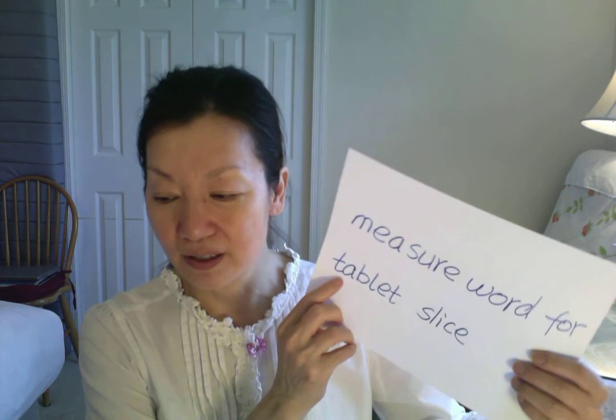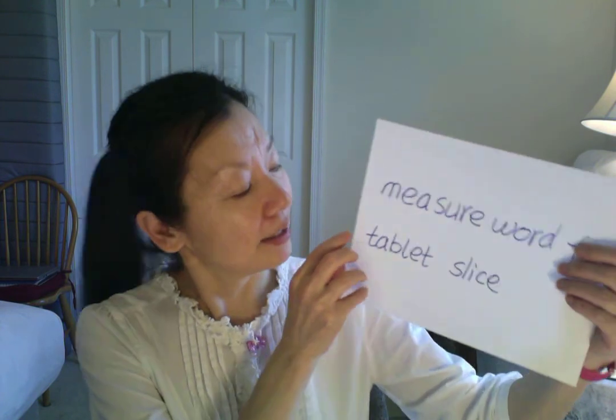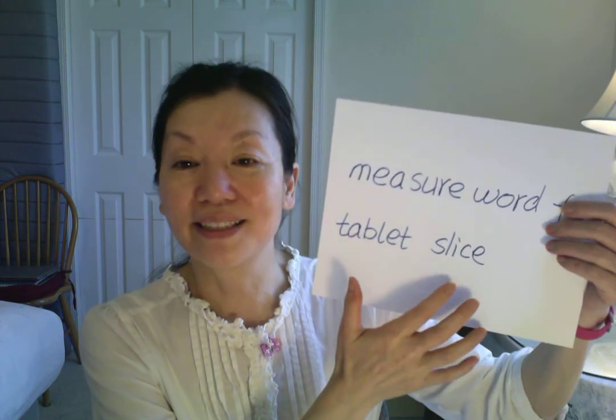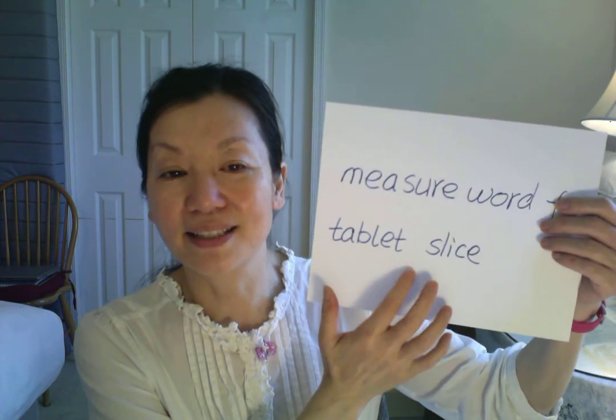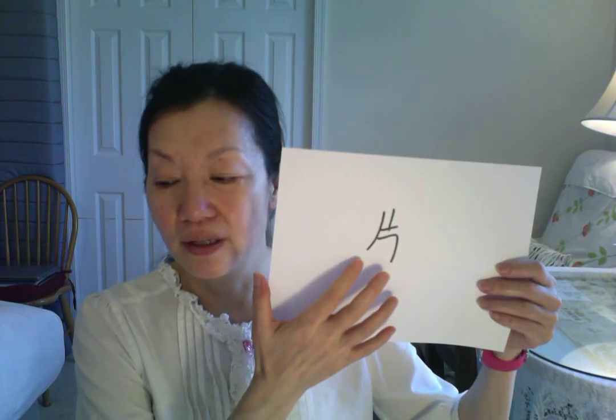Let me see the next one. Major word. A major word for tablet or slice. In Chinese, we say 片. Major word for tablet, 片, or slice. 片, major word. Okay.